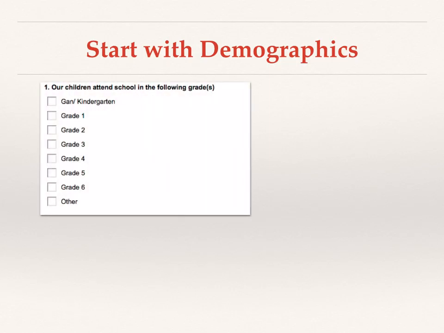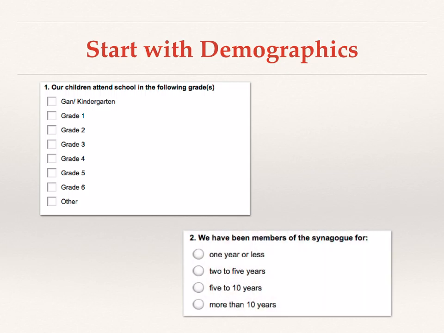Start with demographics. For example, our family survey asks questions about grades and years at the synagogue. The teacher survey asks which grades the teacher teaches and how long they have been teaching religious school. And the student survey asks which grade the student is in.